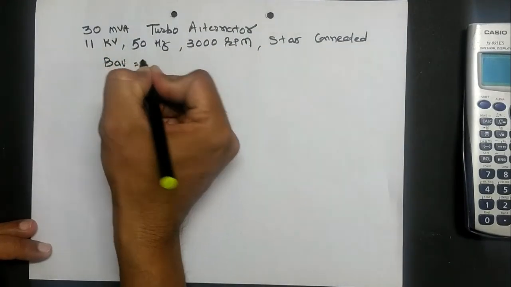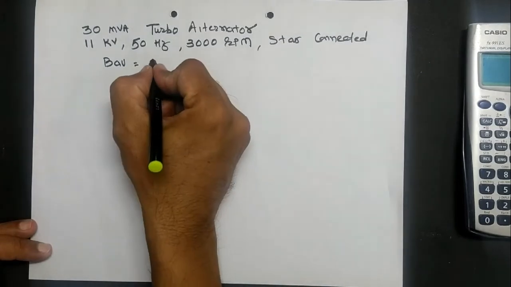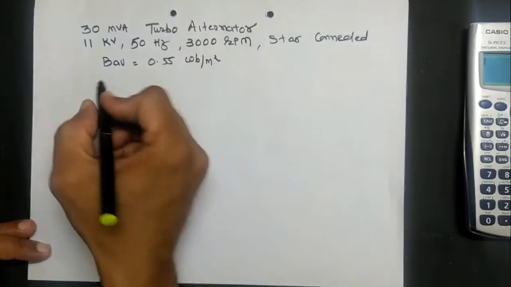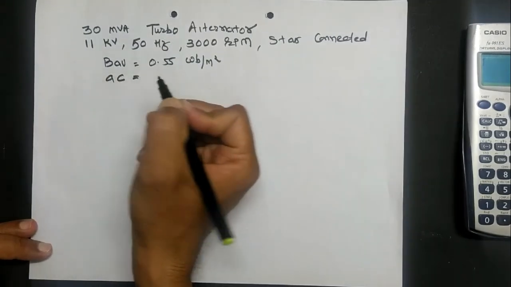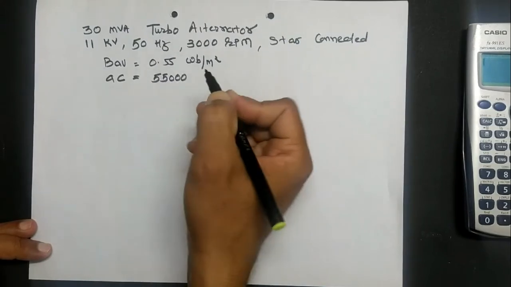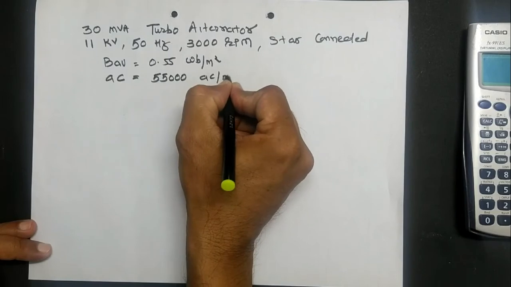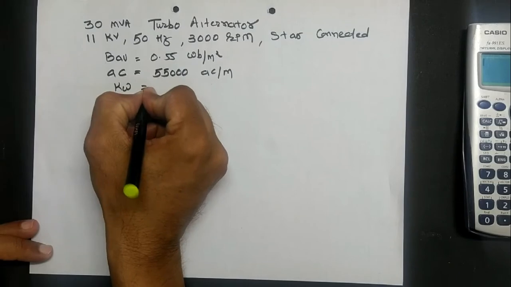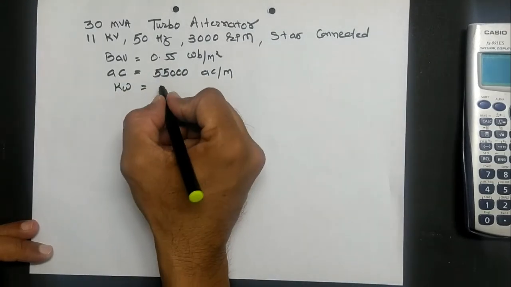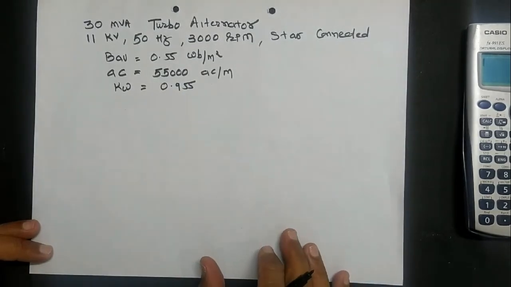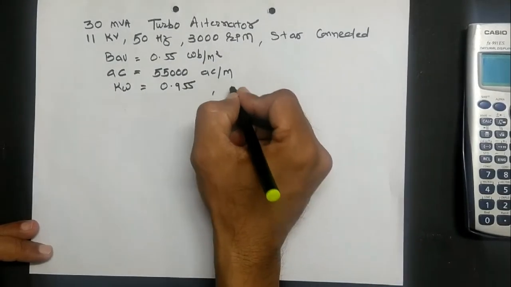BAV, that is a specific magnetic loading, 0.55 Weber per meter square. Specific electric loading, that is 55,000 ampere conductor per meter. KW, that is stator winding factor. Normally we take 0.955. If it is not given, again we can take 0.955. And peripheral speed.